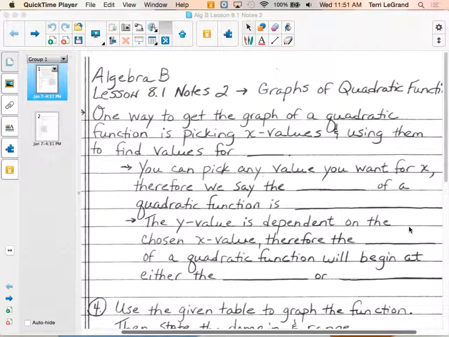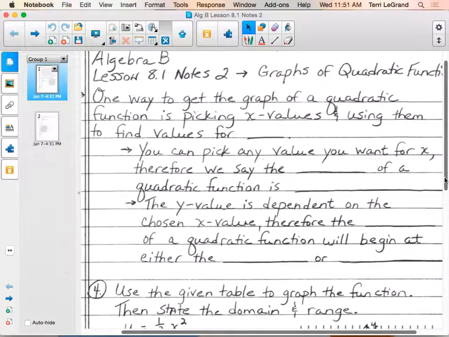We'll continue on in lesson 8.1. And there are different ways to do graphing for quadratic functions. I'm going to teach you today how to do it using a table. So in other words, we're going to pick some x values and then we're going to put them into the equations and get values for y.